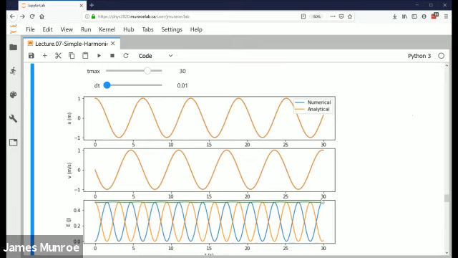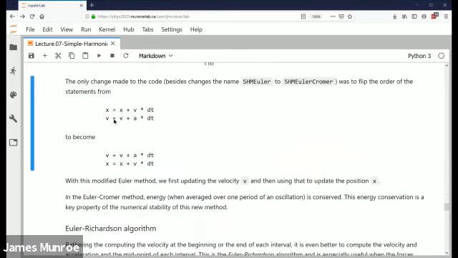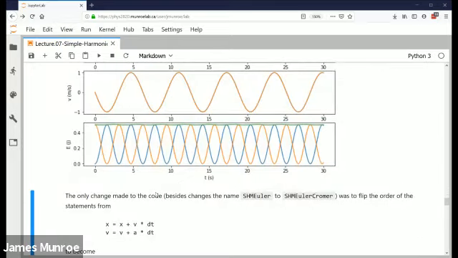For oscillatory systems, Euler-Cromer is useful. Euler is not useful. Euler blows up for oscillatory systems. With Euler-Cromer, the only change is that instead of updating the position first, we update the velocity first, and use that new value to update the position. That change introduces a new algorithm that is stable for oscillations.